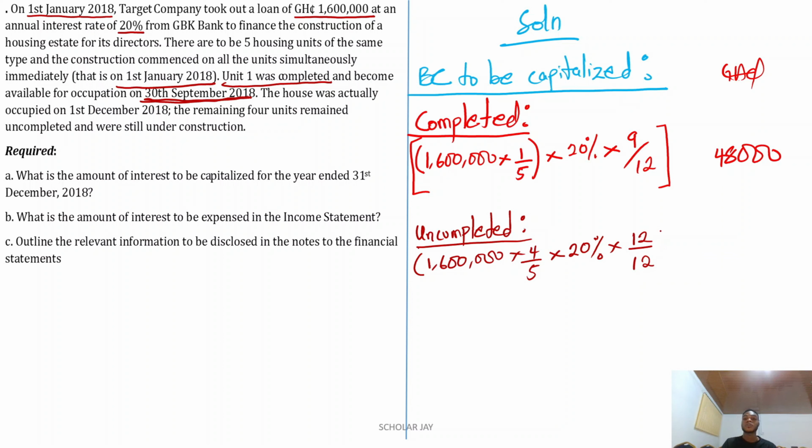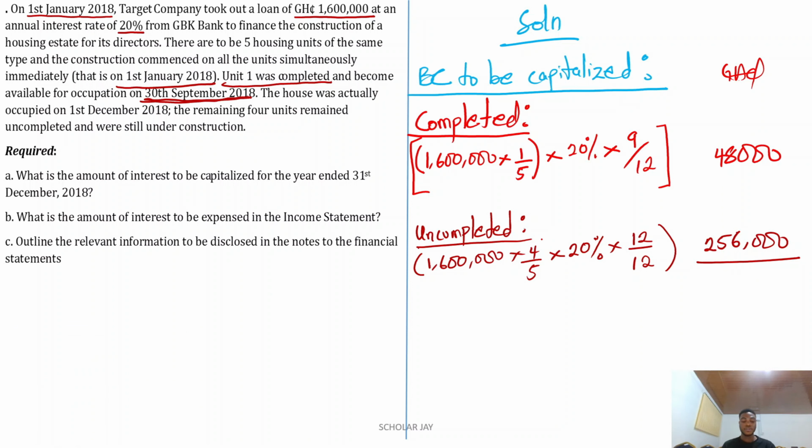Are you getting the picture? So we are going to have 1.6 million times 4 over 5 times 20% times 12 over 12. So what do we get? We are going to have 256,000.